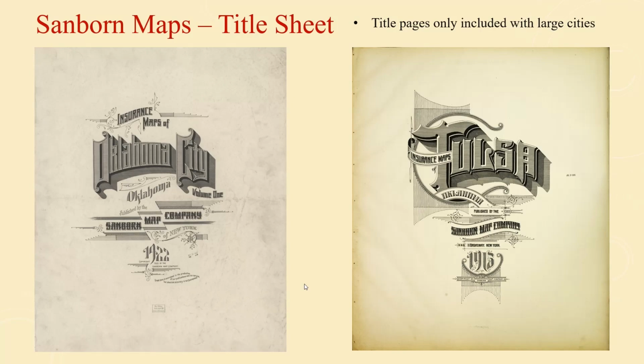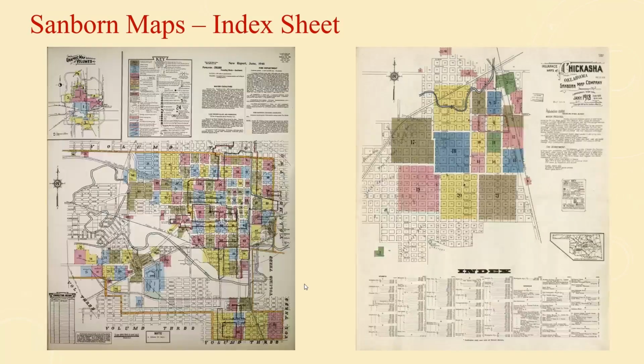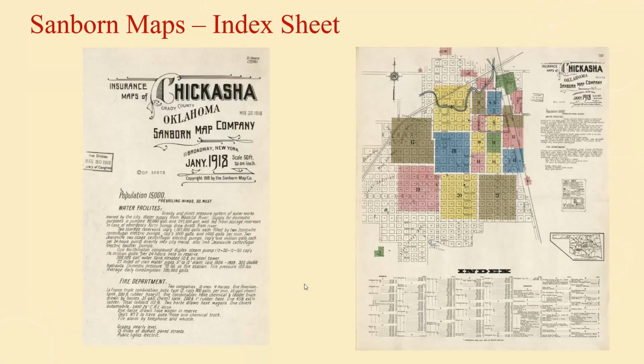Then the second sheet you will come across in the large cities, and the first sheet you'll come across in the smaller towns, is an index sheet. So let's go through the index sheet here and see what kind of information you can find on that. We'll start on the right with the smaller town, Chickasha, Oklahoma. You will have the name of the town, the date that the map was published, and some basic facts about the town, the population. You'll have facts about the water facilities, important when you're talking about fighting fires, and some information about the fire department.